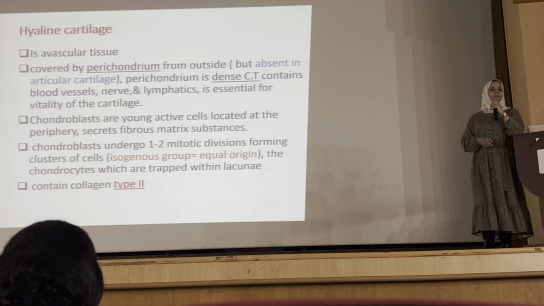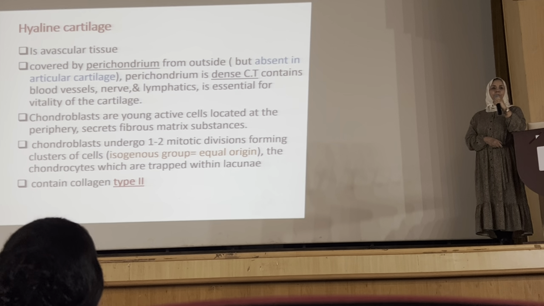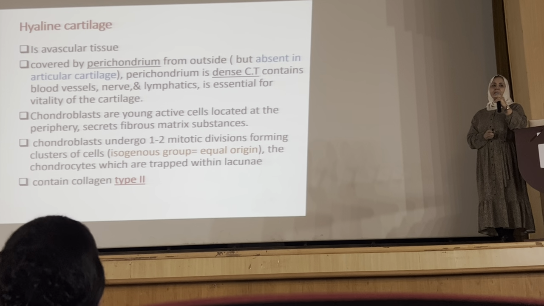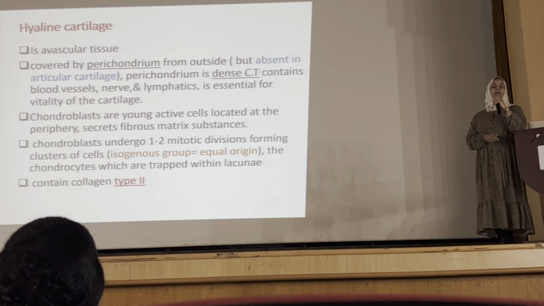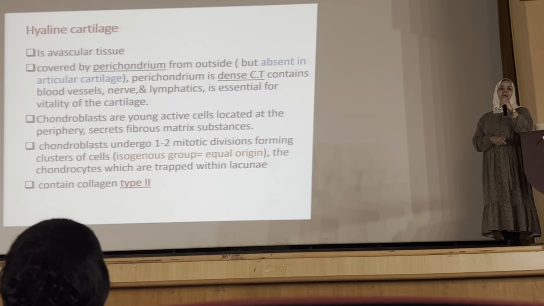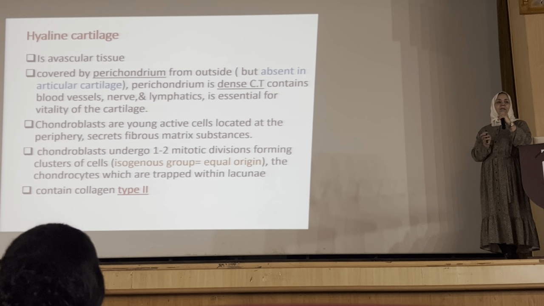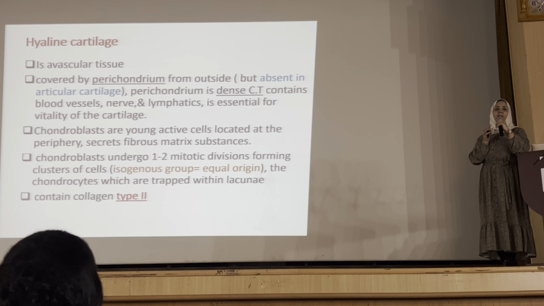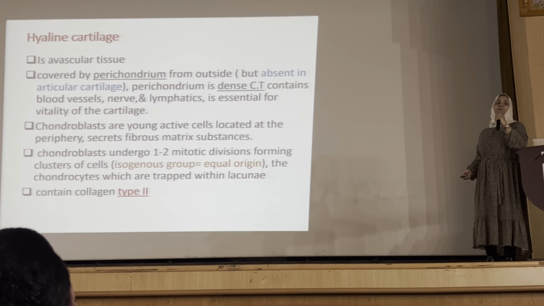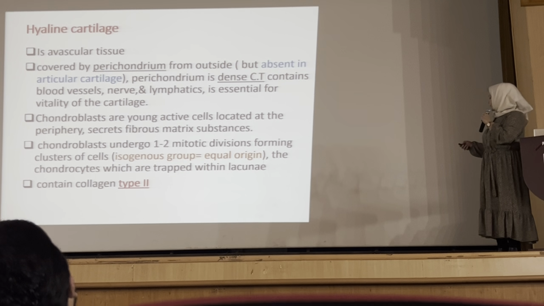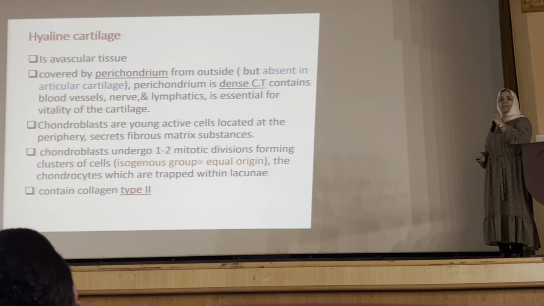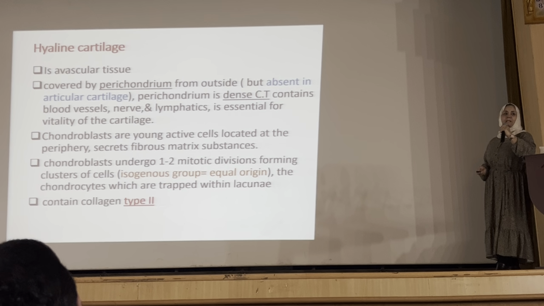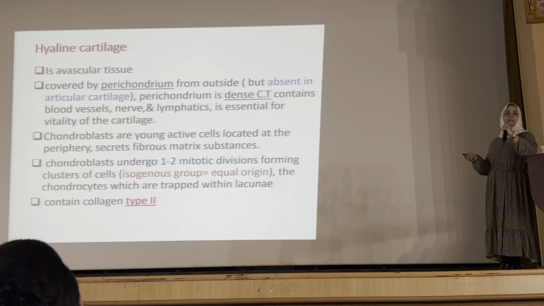Each chondroblast undergoes mitotic division, maybe one to two times. So one cell gives rise to two to four, or sometimes to eight. The cells will be gathered together, forming a mass of cells trapped within a single lacuna, forming what's called an isogenous group. Isogenous means equal origin: all the cells found within the same lacuna originate from the same mother chondroblast.